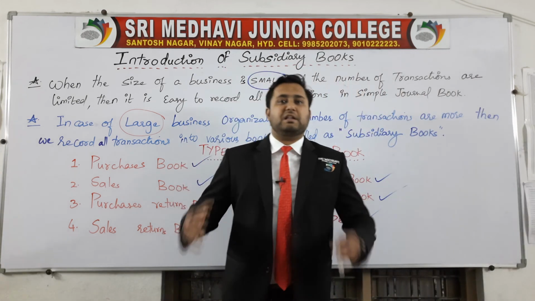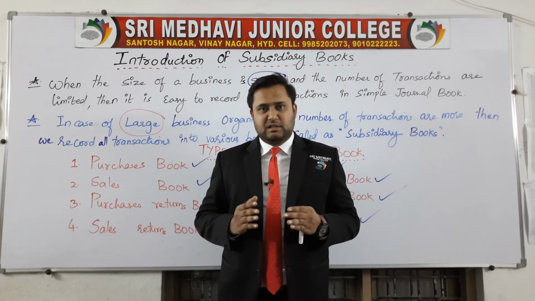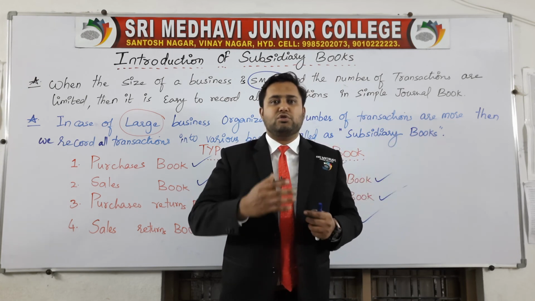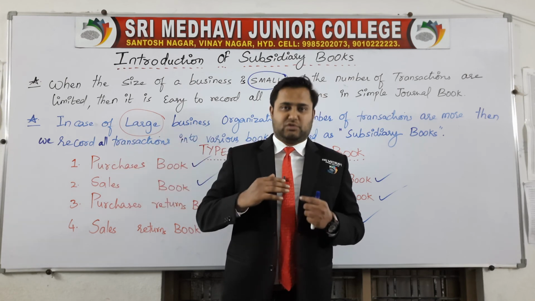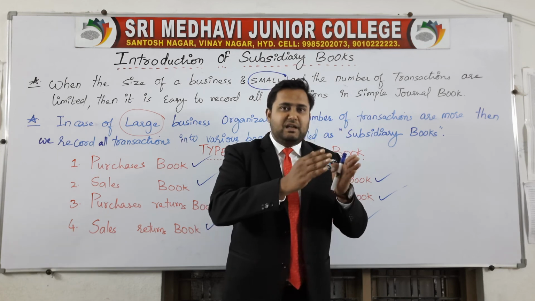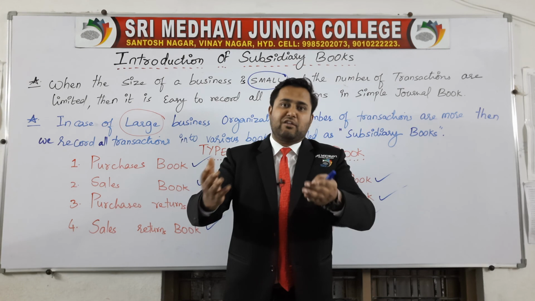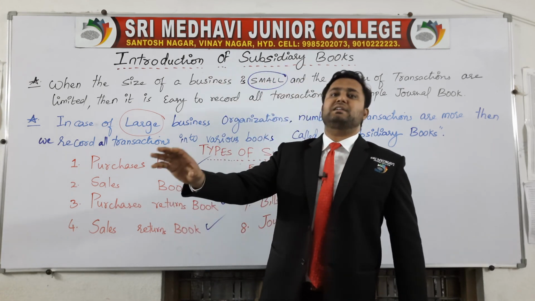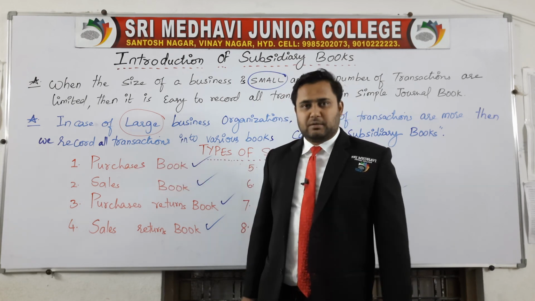So whenever we purchase goods from different types of parties, let us say for example, from Mr. A we bought goods of rupees 20,000, and from Mr. B 30,000, and from Mr. C 40,000. So we are having 3 different creditors from whom we have purchased on the basis of credit. So all the credit transactions are going to be recorded into purchase book.